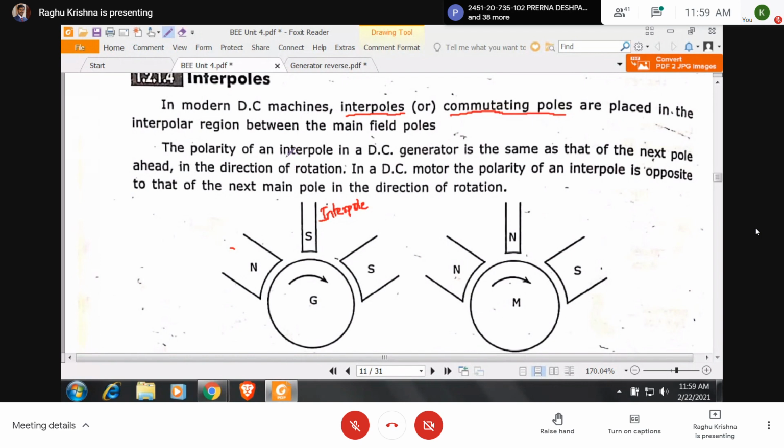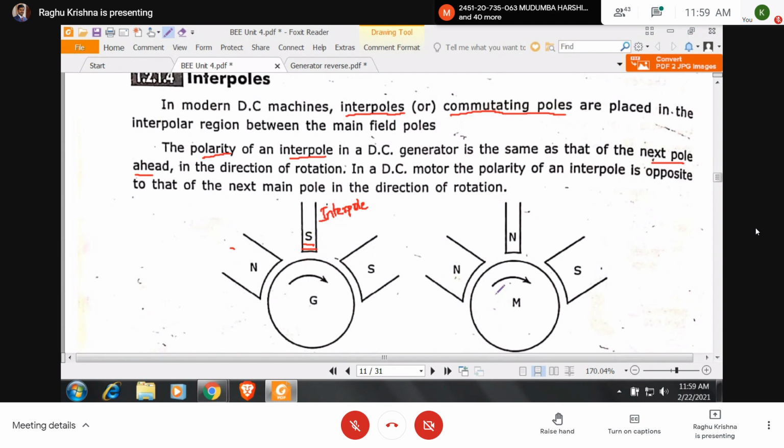This is one of the very important points. This will be mainly taught to triple E students. The polarity of the interpole in a DC generator is the same as that of the next pole ahead. So here, if this is the rotation, what is the next pole ahead? South. So we are going to wind the winding on this pole in such a way that it has the same polarity as the next pole ahead. The next pole ahead is south, so this is south.